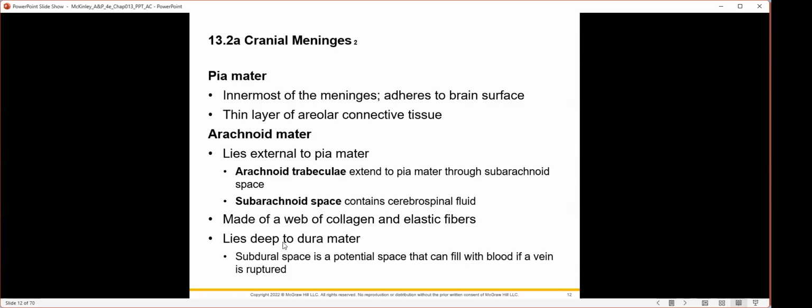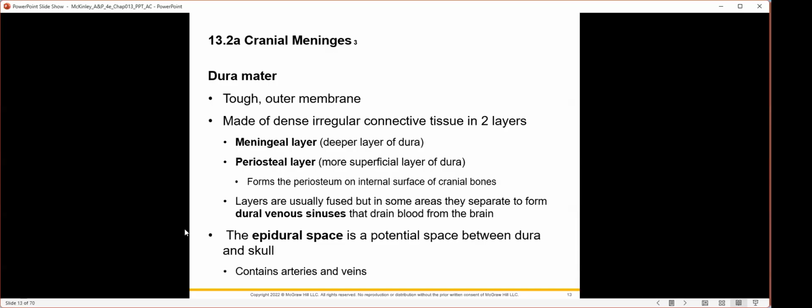And that subarachnoid space, again, is going to be in between arachnoid matter and then our outermost, which is going to be dura. Dura matter is the outermost. It's very tough, okay? There is an epidural space between dura matter and the skull bones. We will see this epidural space as well when we're looking at the spinal cord. That might be where a woman who is pregnant gets an epidural. And this dura mater is very protective.